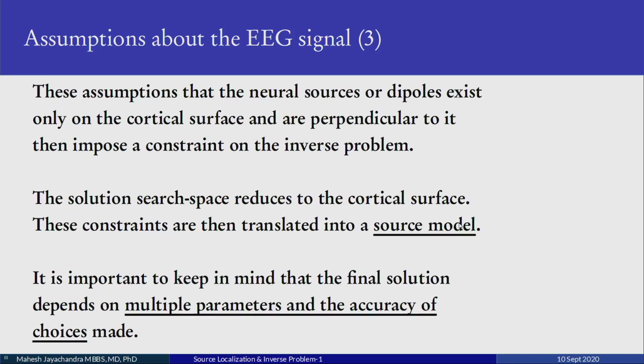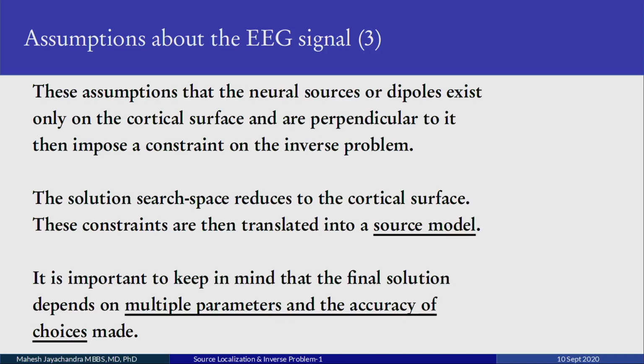neurons. Okay? So the assumption that the neural sources or dipoles exist only on the cortical surface and are perpendicular to it imposes a constraint on the different kinds of solutions you would have for the inverse problem. So the solution search space, as it were, reduces to the cortical surface. You don't have to go inside or outside. And these constraints are then translated into a source model.